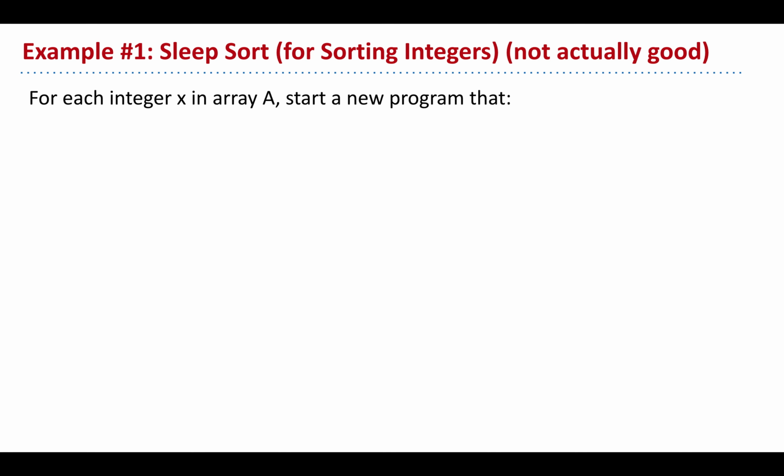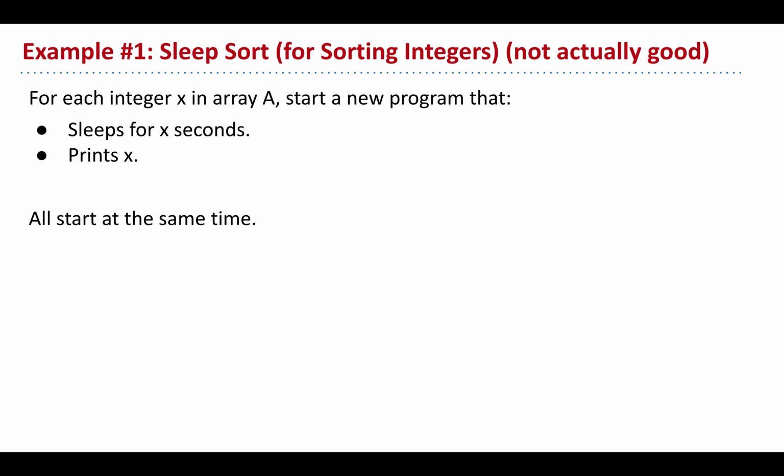So we have an array of integers, and for each integer x in the array, we start a new program where it sleeps for however big that integer is, doesn't do anything, and then at the end of that time, after it's waited for that many seconds, it's going to print out that number. And then we start them all at the same time, and then what's going to happen?